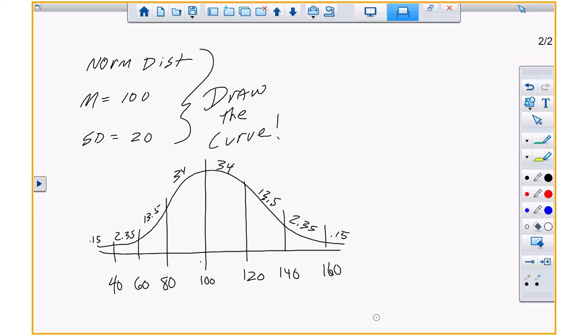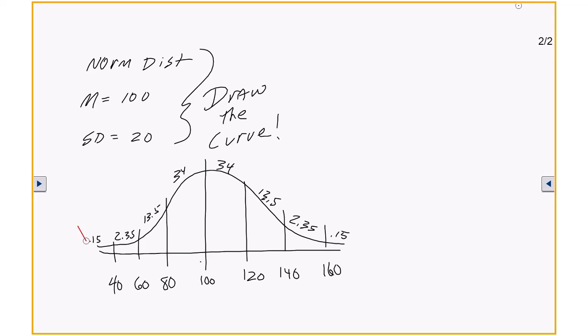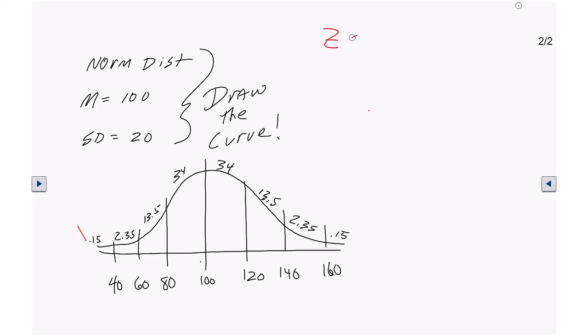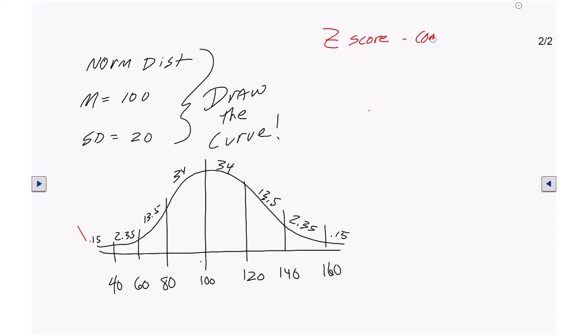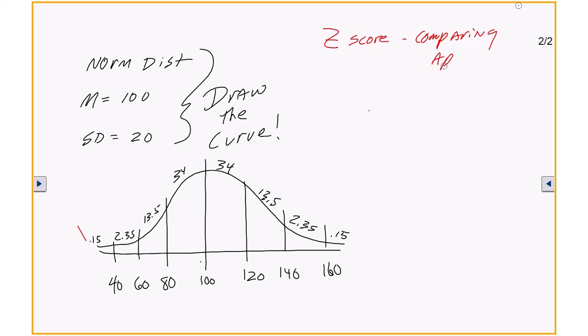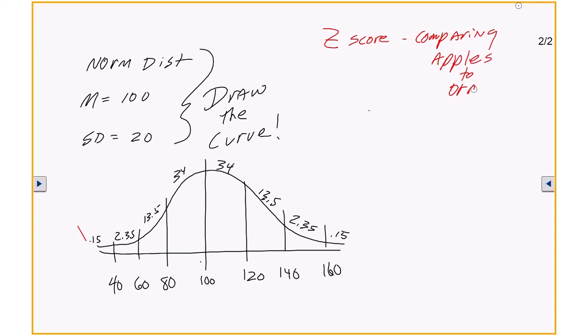Now, we're going to add this. We're going to introduce the Z-score. Why do we have the Z-score? Because we know how to do this. The Z-score is used when comparing apples to what? To oranges, meaning two different things.